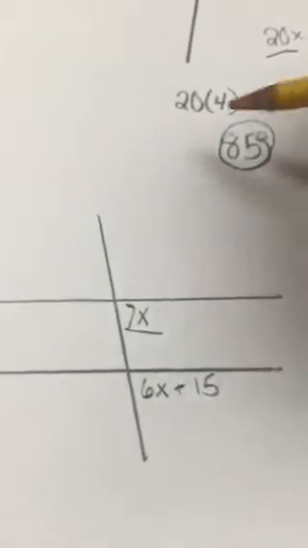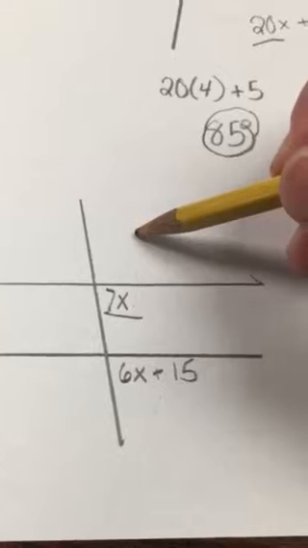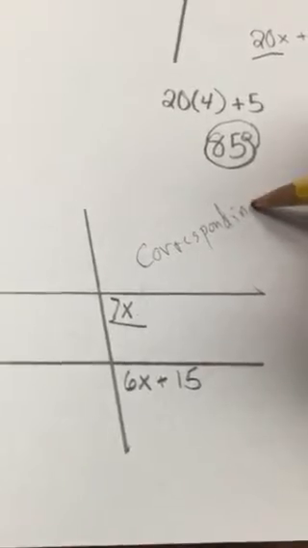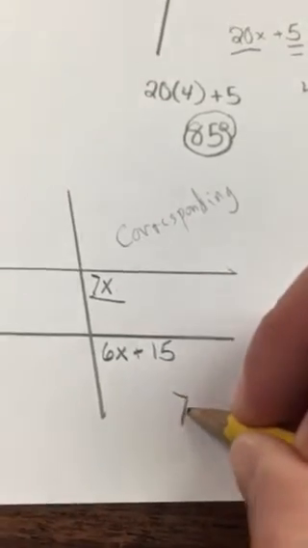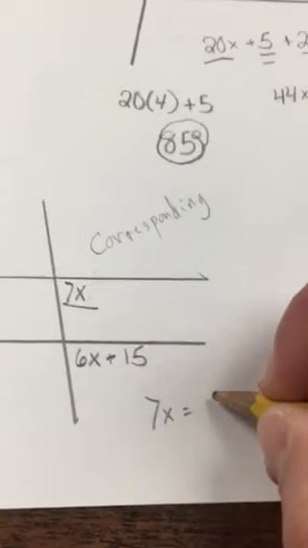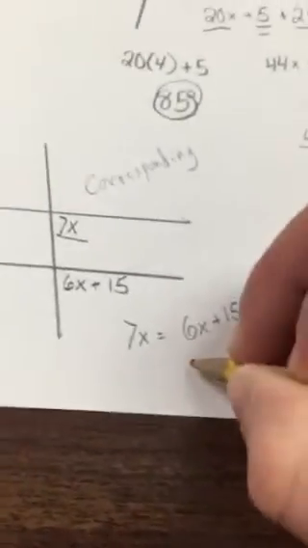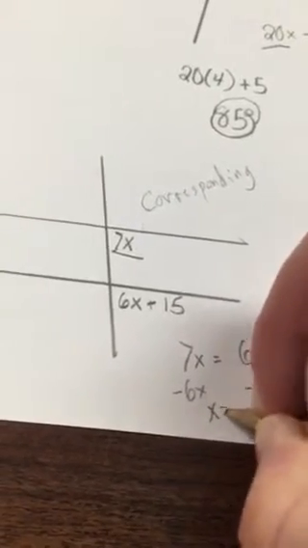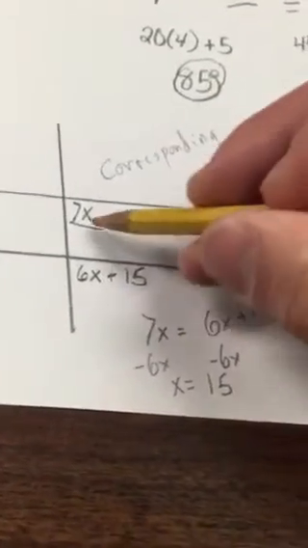Corresponding angles. And what do you know about corresponding angles? I'll give you a second here. What do you think? What do you know about corresponding angles? You're right, they are congruent. Okay, so if they are congruent, that means these two angles equal each other. So 7x equals 6x plus 15. We have a very easy solve on this one. Subtract 6x. X equals 15.